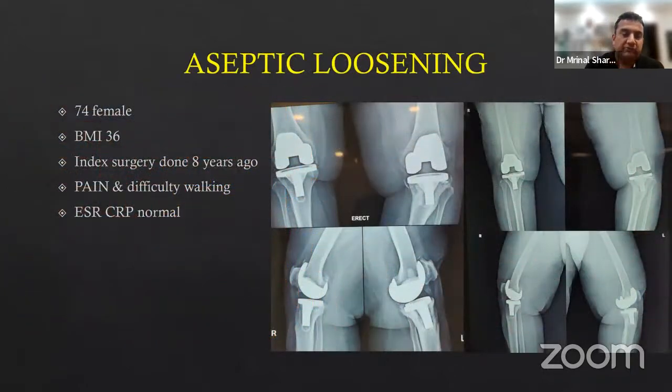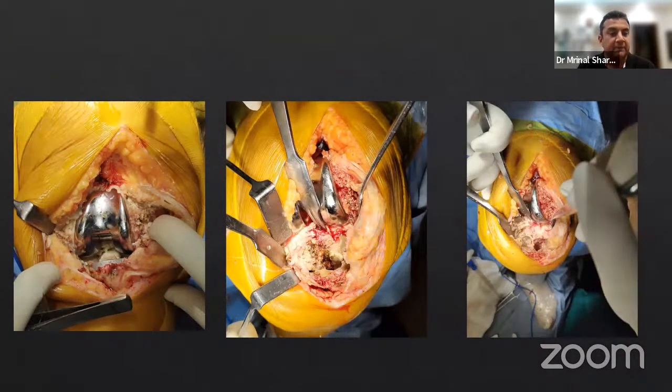I'm presenting this patient, a 74-year-old female, who had a BMI of 36, and the index surgery was done 8 years ago. And probably you can see the tibia going into varus collapse, which is commonly seen in such patients, and they come with pain, difficulty walking. ESR, CRP were normal and no signs of infection were there. You can see that the tibia on the medial side is depressed.